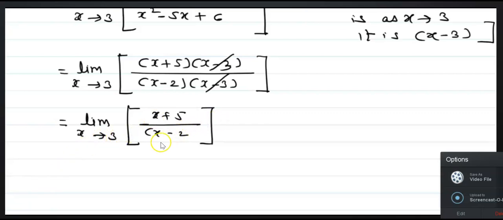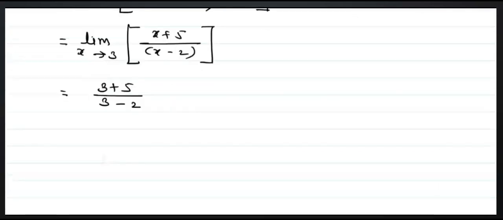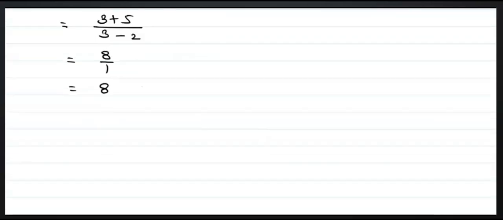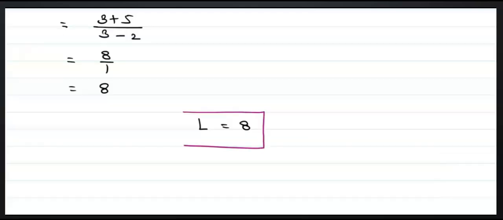3 plus 5 is 8. 3 minus 2 is 1. 8 upon 1, that is 8. Therefore, L is equal to 8. This is the answer. You can write it easily.